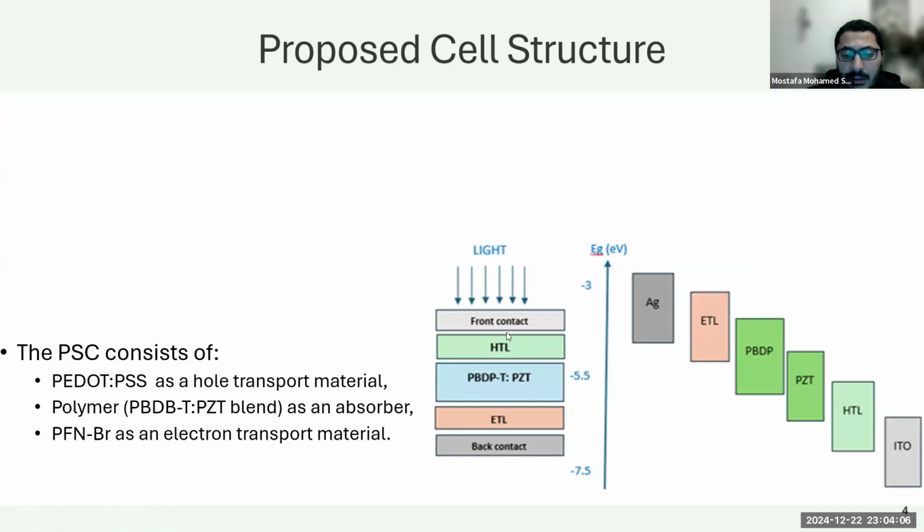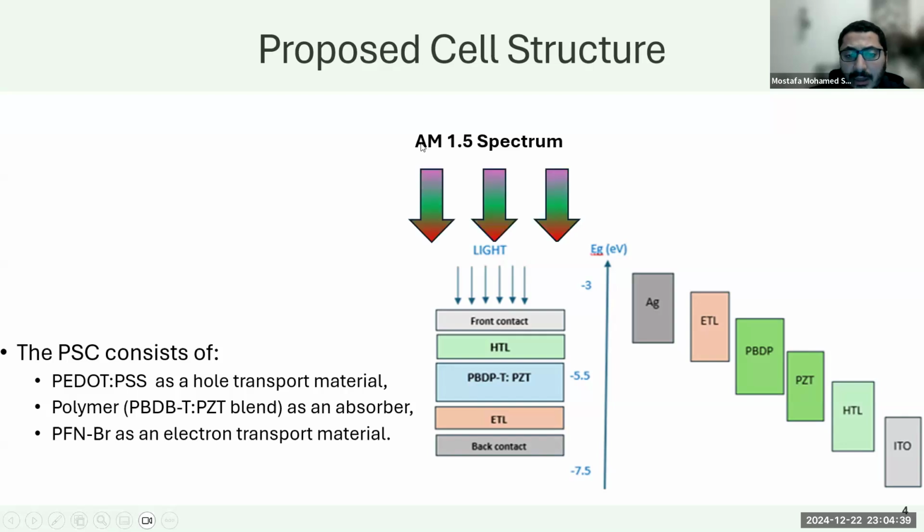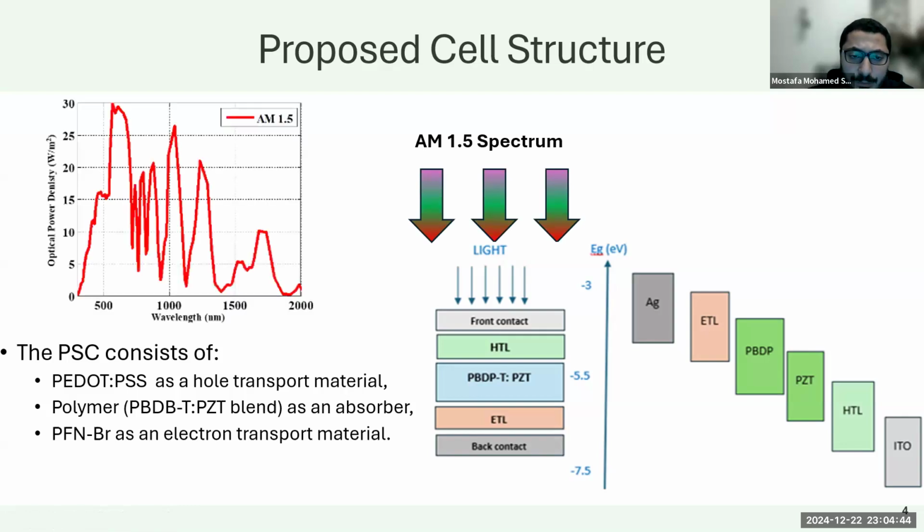So the proposed solar cell structure is front contact of ITO, hole transport layer of PEDOT:PSS, and a PDPT and PZT polymer blend is used as an absorber layer. The electron transport layer is PFNBR. Finally, the back contact is the Ag. The incident light from the front contact is AM 1.5, which is the air mass 1.5 global spectrum.